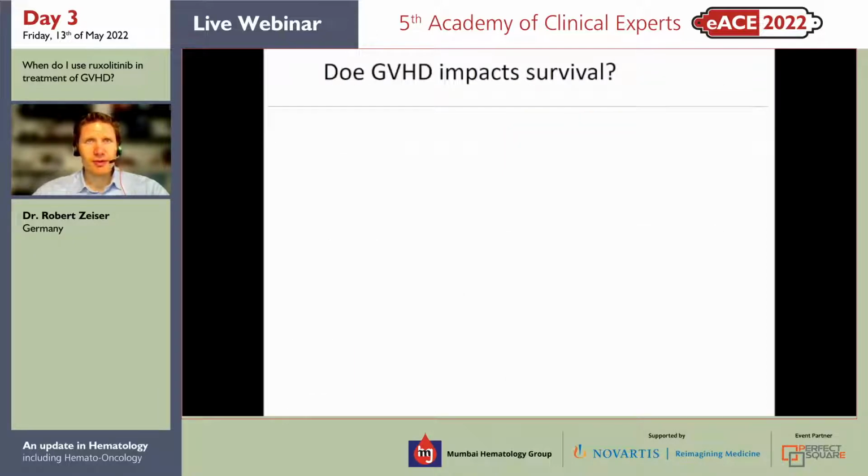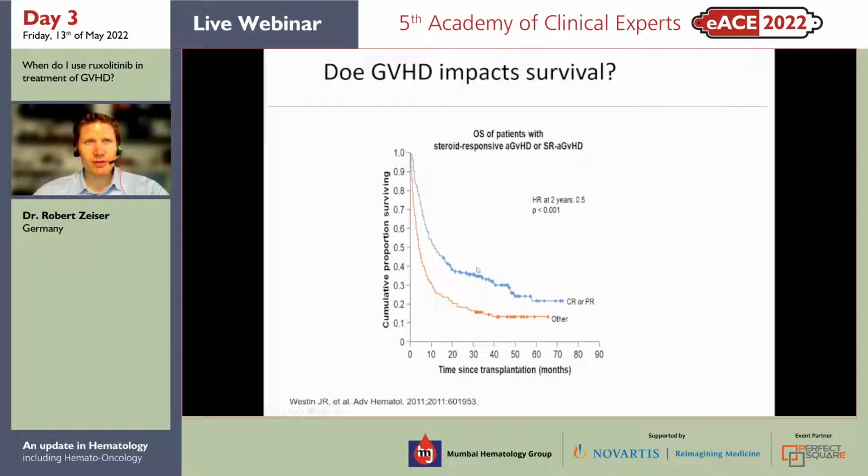Does this GVHD impact survival? Here you can see the survival graph. You can see that the group that achieves a complete remission or partial remission, so a corticosteroid responder, has an improved survival as compared to the other patients.